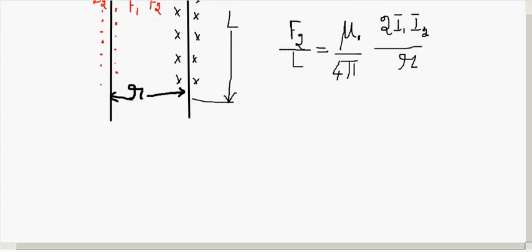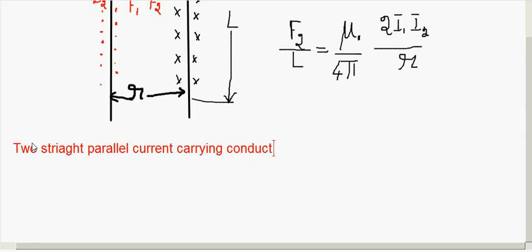So here we can write: two straight parallel current carrying conductors with the same direction of current attract each other.